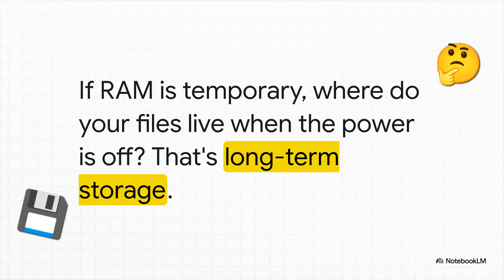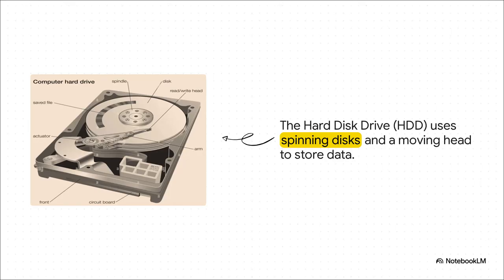Well, that gets us into long-term storage, and this is where we've seen a huge change recently. For the longest time, the answer was the hard disk drive, the HDD. And this thing is totally mechanical. It's kind of like a tiny, super fast, super precise record player. It has these magnetic platters that are constantly spinning and a little arm with a read-write head that zips back and forth to find your data.